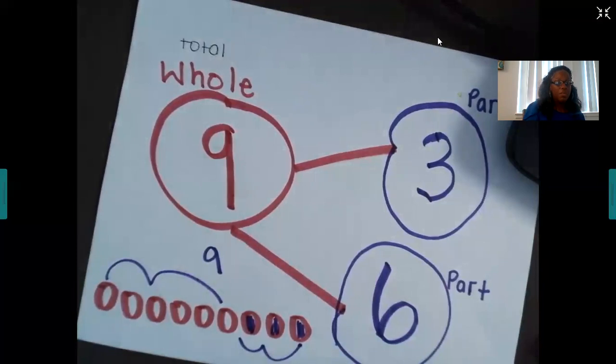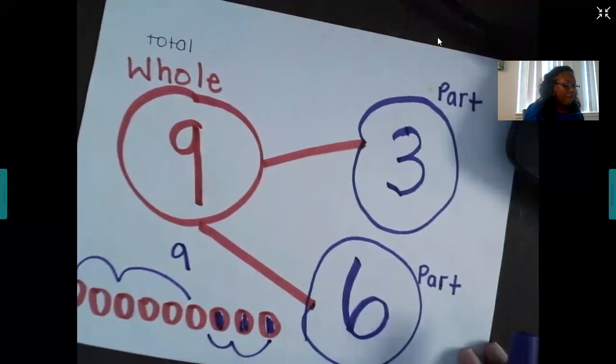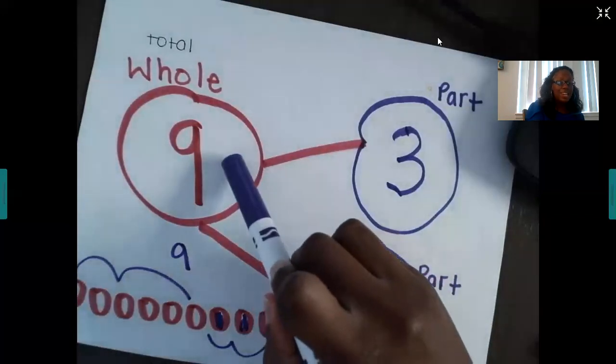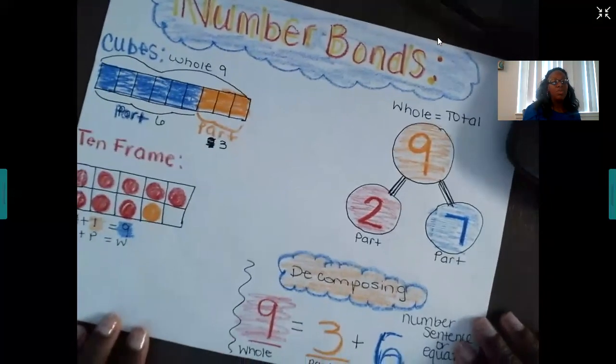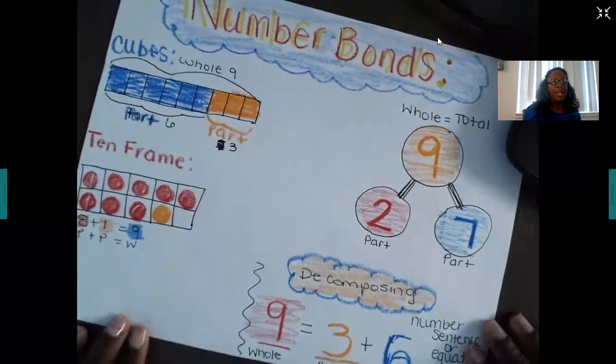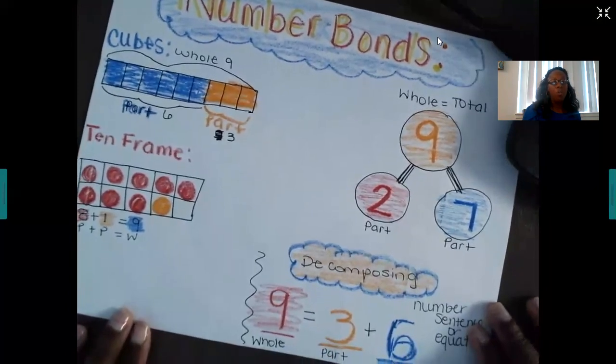So remember with me together that you can find the parts when your whole is 9. That is our objective for today. I want to review with you a little bit and show you all the different ways you can come up with 9 as your whole.